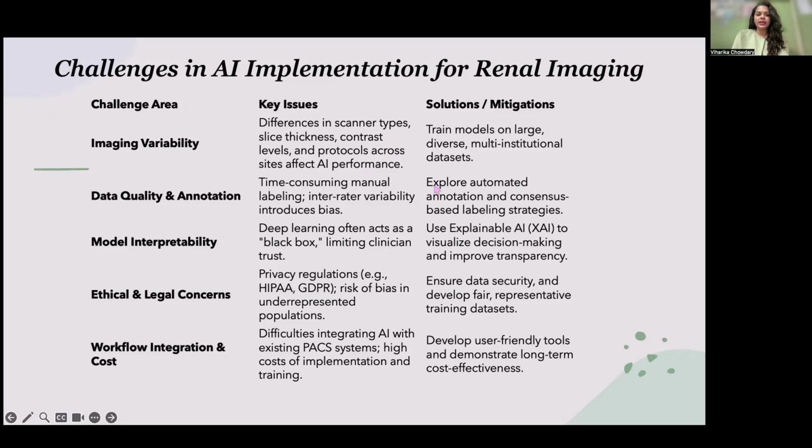Even the data quality and annotation, and the labeling and the variability, all these should be explored. Automatic annotations and consensus-based labeling strategies should be used. And model interpretability: deep learning often acts as a black box, limiting clinicians' trust. Even the ethical and legal concerns should be considered, with underrepresented populations. We shouldn't take any bias, and all these ethical concerns should be managed.